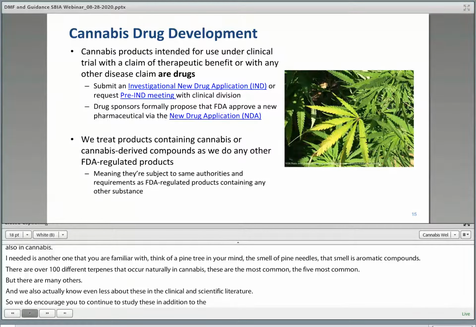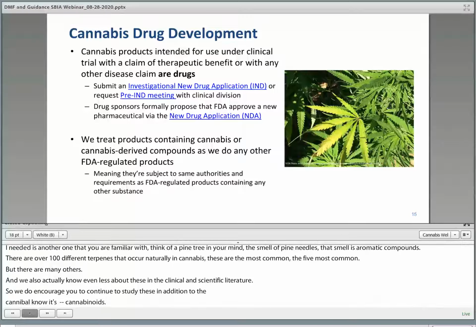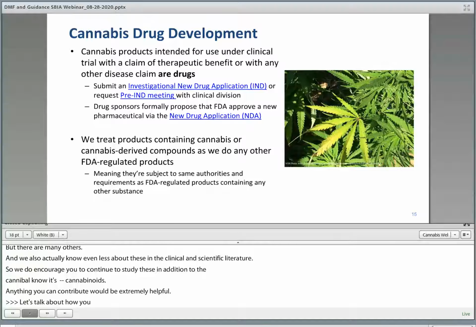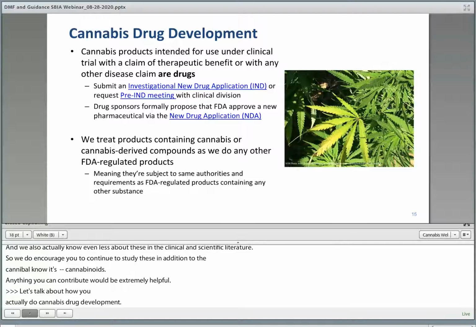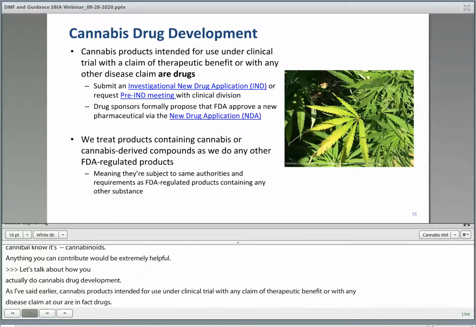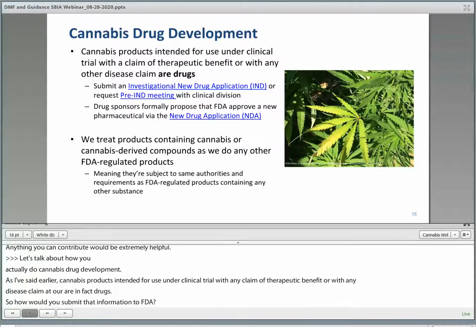So let's talk about how you actually do cannabis drug development. So as I had said earlier, cannabis products that are intended for use under clinical trial with any claim of therapeutic benefit, with any disease claim at all, are in fact drugs. And so how would you submit that information to FDA? You would use what's called the Investigational New Drug Application, or IND. Or if you're not ready for an IND, you can request a pre-IND meeting with the specific clinical division of the therapeutic area of interest.